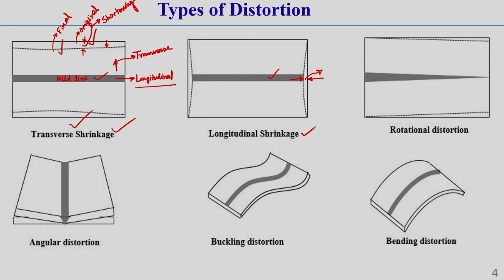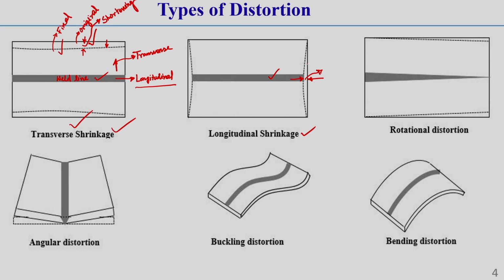Because once the weld material solidifies, it creates huge shrinkage force. What I am telling is that its volume generally decreases. Due to this decrease in volume, what happens is there occurs huge shrinkage force. Due to this huge shrinkage force, there can be a shortening of the longitudinal length. So, that is called longitudinal type of shrinkage.